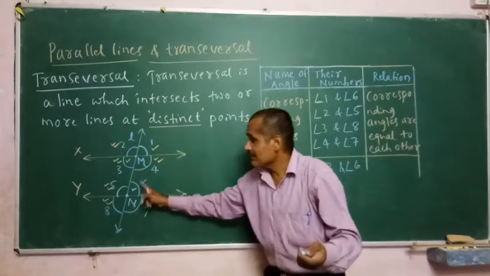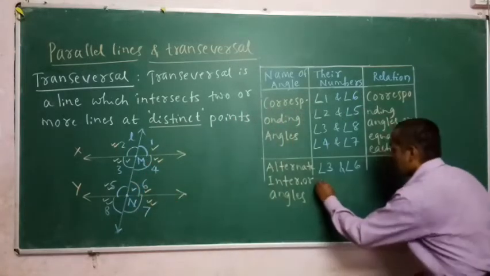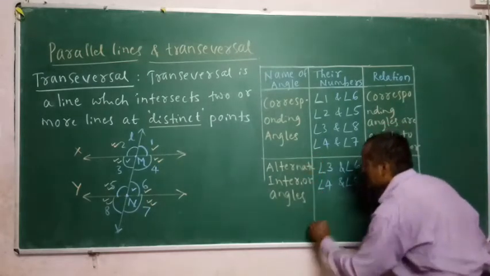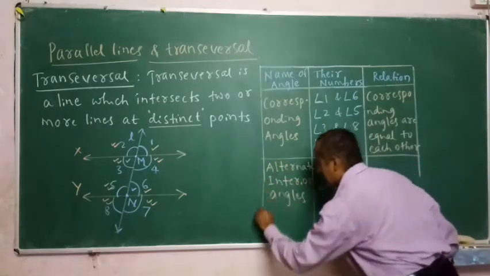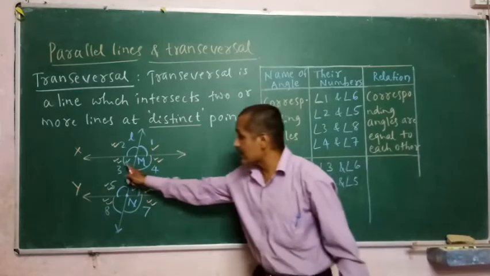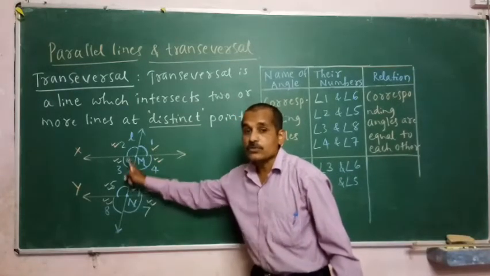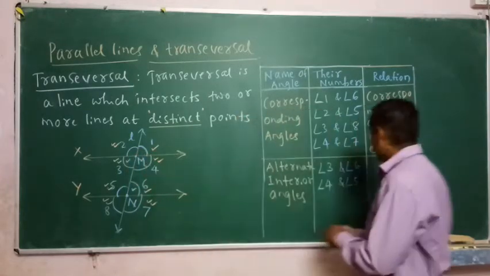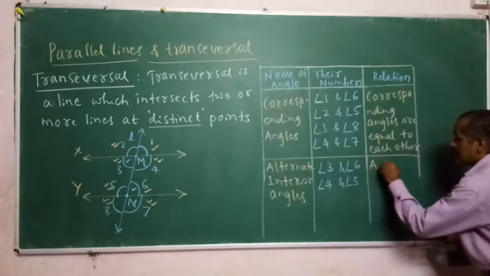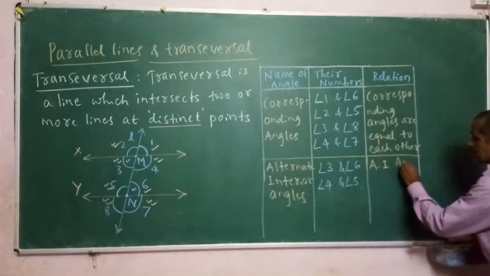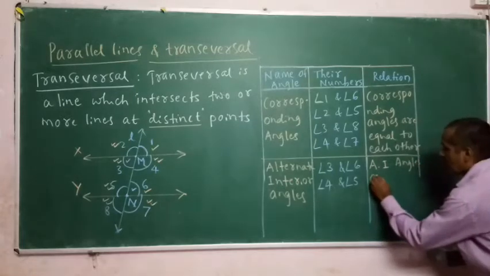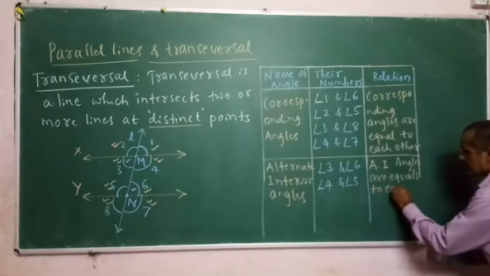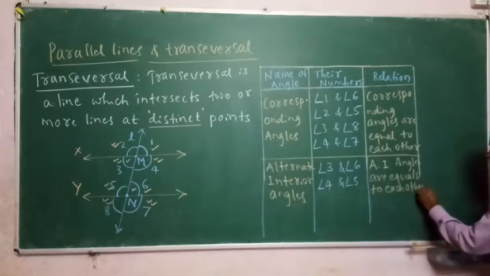Likewise, one more pair is there: angle 4 and angle 5 are also alternate interior angles. See how they are related. These two are always equal to each other. Alternate interior angles are equal to each other.